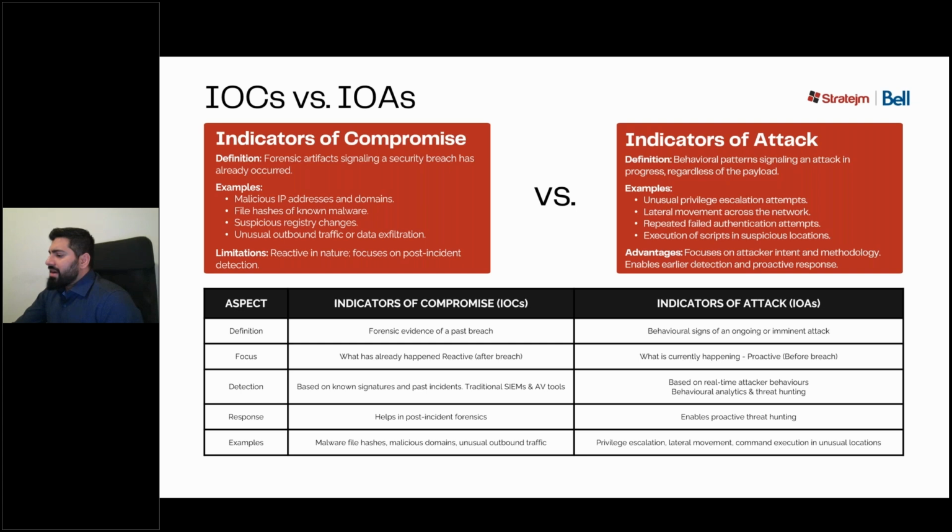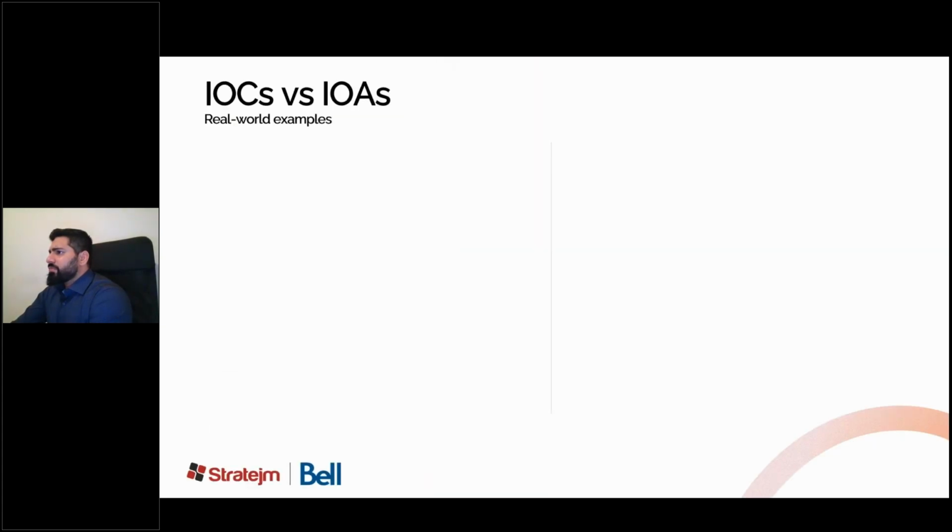Now, understanding the difference between the indicators of compromise and indicators of attack is crucial, but integrating both IOCs and IOAs allows you to further strengthen your security posture, right? So we'll need to explore both IOCs and incorporate IOAs, indicators of compromise and indicators of attack, in your ecosystem to proactively threat hunt. Now, if you look at some real world examples, right?